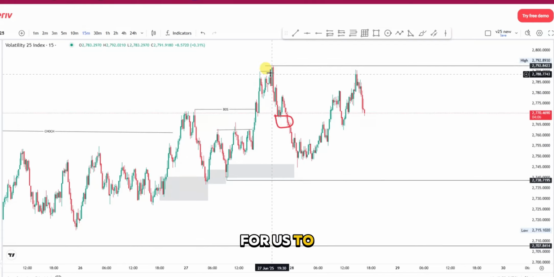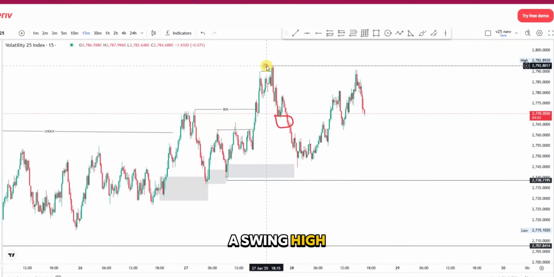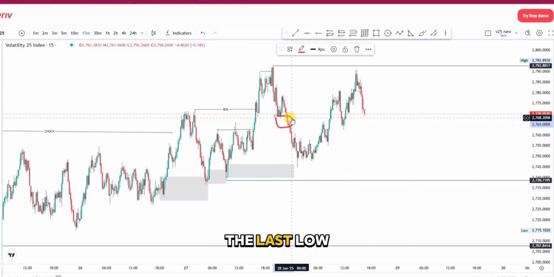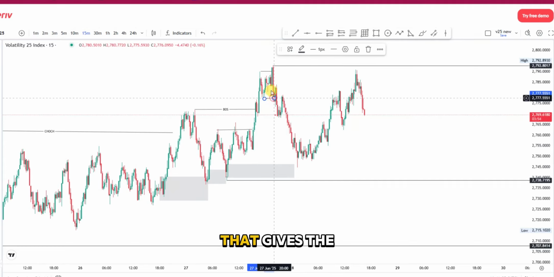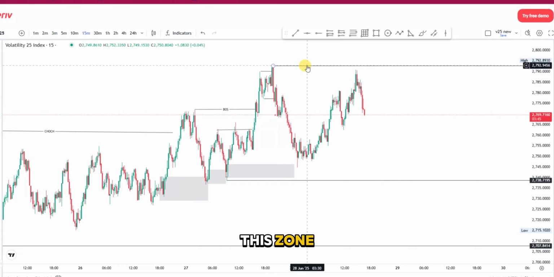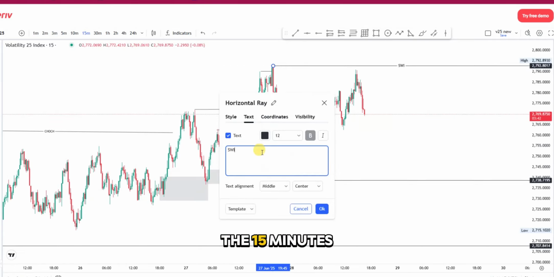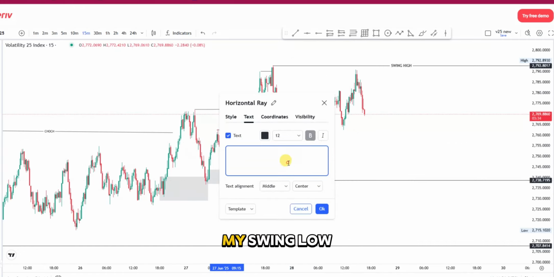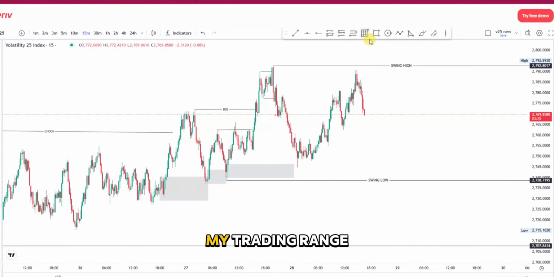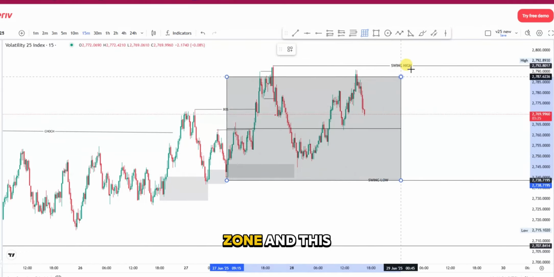And in order for us to confirm a swing high, we must see price taking out the last low that gave us the last break of structure. So in this case, this is the last low that gave us the last break of structure. So now price has taken out this low. I marked this when it was around this zone. So I was able to confirm this zone as my swing high on the 15-minute time frame. When you watch that video, you understand what I mean by swing high and swing low. So now this is my swing low on the 15-minute time frame. So in this case, my trading range is between this zone and this zone.